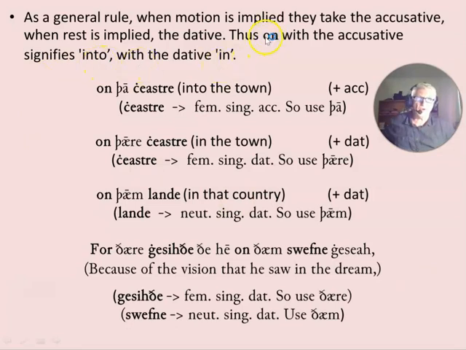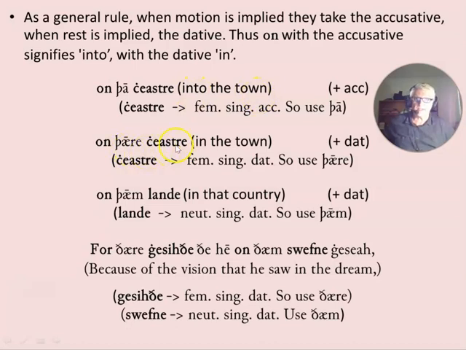So the preposition on, O-N here, with the accusative signifies into, should be translated as into, and with the dative, it should be translated as in. So on tha cheastere, into the town. Okay, cheastere is feminine singular accusative, so we use tha in this case, singular feminine accusative. So it takes the accusative form there. So into is how you would interpret it, into the town.